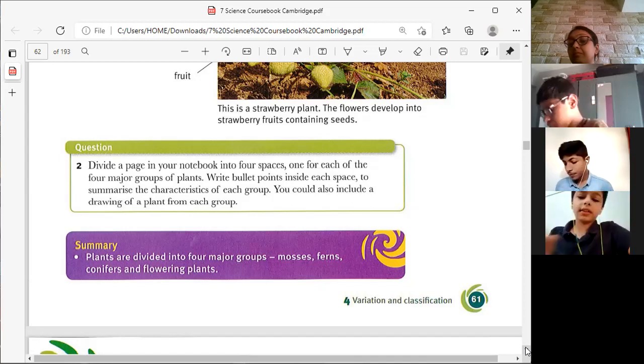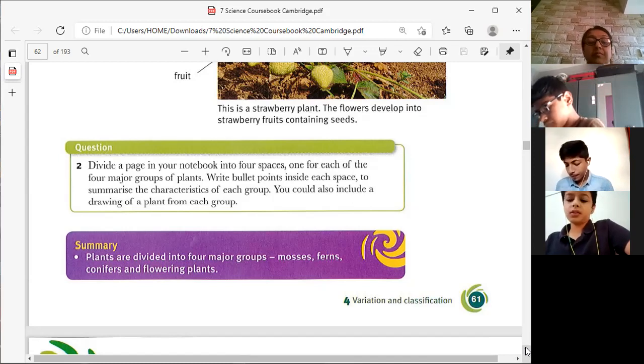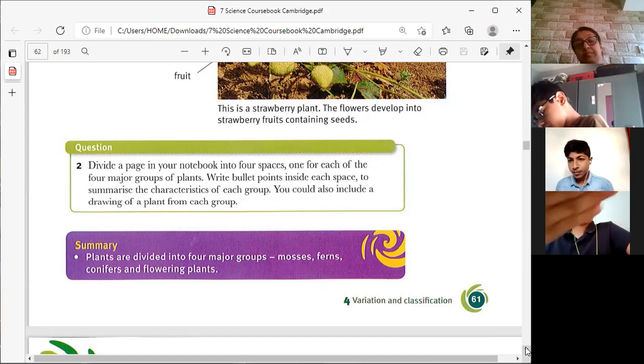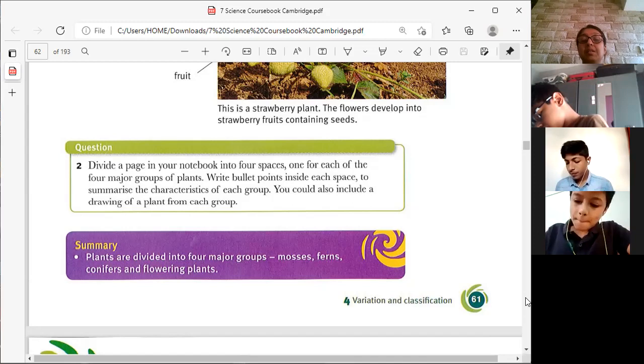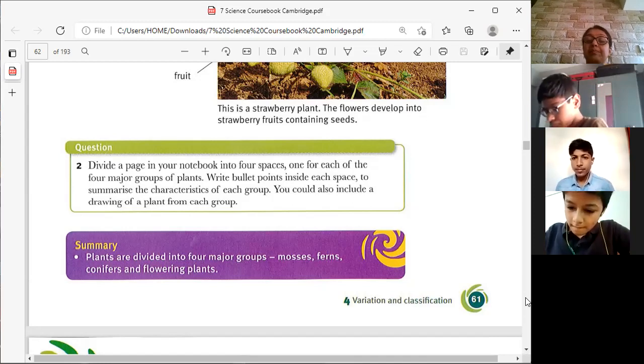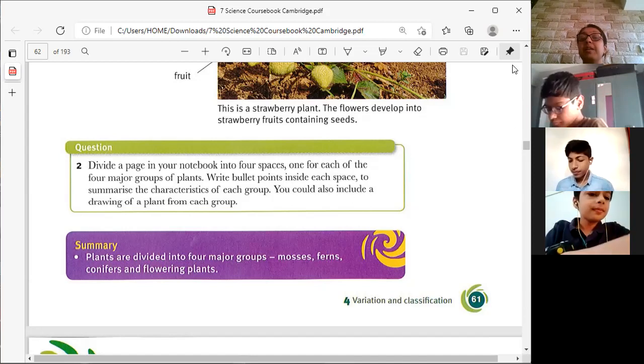Ma'am, should I do it like this? First I'll write the summary, below it I'll write plants are divided into 4 groups. Then below it I'll write the 4 names and then write about it. Yes, you can do that. The first sentence has been written, so then I can go to the mosses part and underline what you're supposed to write there. Yes, ma'am. Can I move? Yes, ma'am. Everybody, is it done, beta?